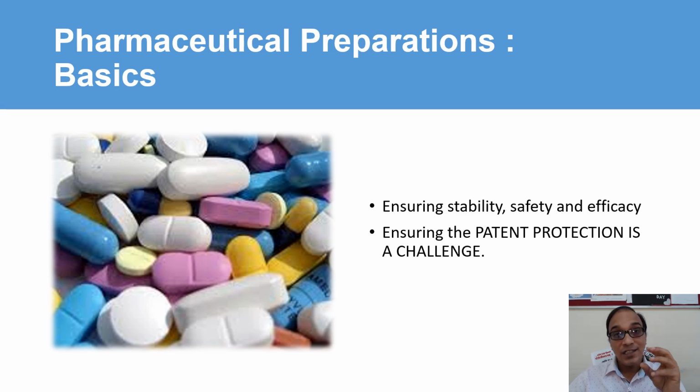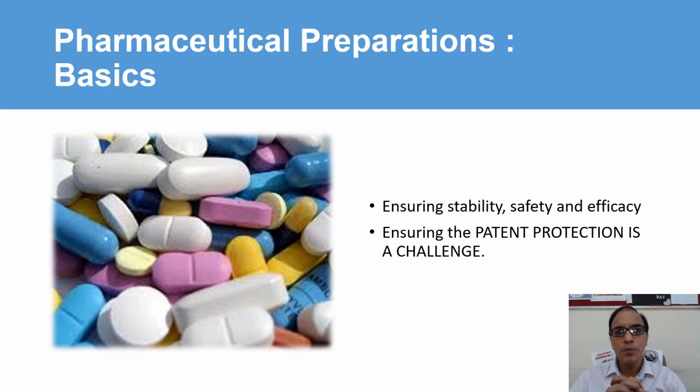Another point is ensuring the patent protection. It's a challenge. We have discussed it a little bit in our earlier module also. What is patent protection? I have a drug molecule which I have patented as a pharmaceutical company, and it is going to expire in a few months or maybe in a few years. So we will be prepared to have that patent protection.